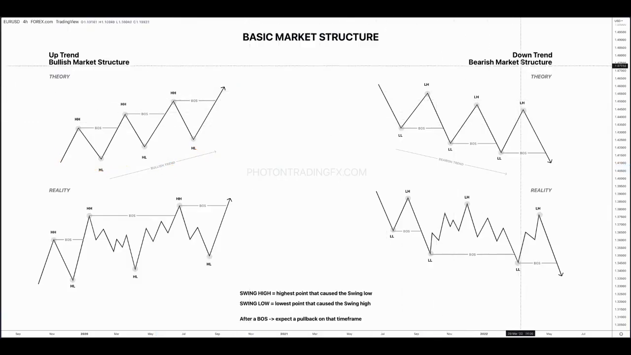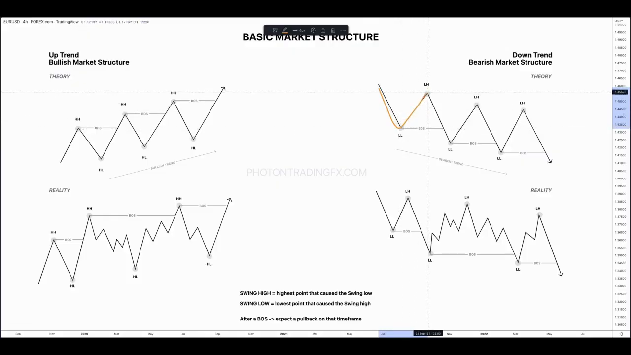And then the exact same for a downtrend, which is what we call a bearish market structure. It's the exact opposite, right? So we get a series of lower lows, right? And then price pulls back to form a lower high, but we don't know where that lower high is going to be until we actually get that break of structure.